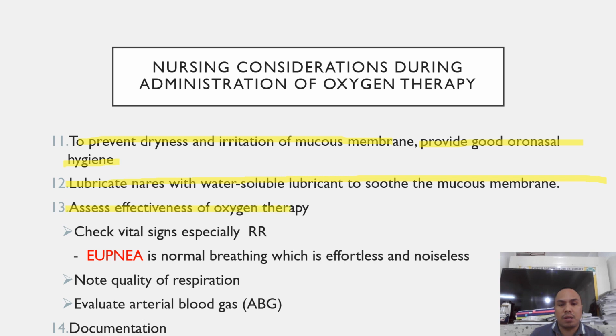Assess the effectiveness of the oxygen therapy. So number one, we need to check the vital signs, especially the respiratory rate. So kailangan natin makita yung normal breathing, which is effortless and noiseless. Also need to note the quality of respirations, and we need also to evaluate the arterial blood gas. And then the last one, we need to document everything during the administration of the oxygen therapy.